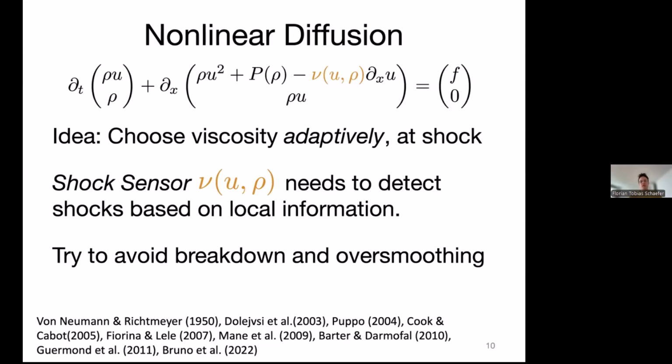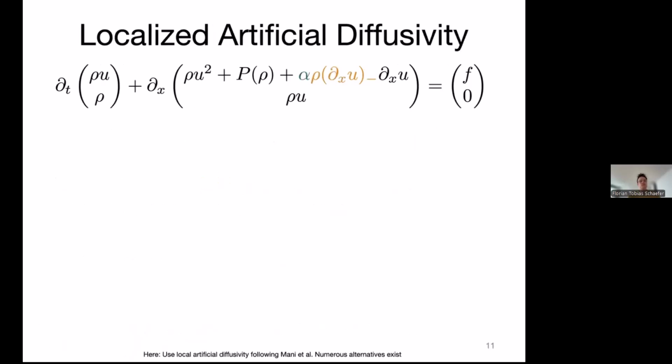And of course, the name of the game is now that we're trying to avoid either our solution breaking down from too little viscosity, or us over-smoothing our solutions by adding too much. And there's a gazillion different proposals for different parametric forms of this adaptive viscosity in order to try to strike this balance as well as possible. And so here I'm showing you one such example, where the viscosity is proportional to the spatial derivative of the velocity field, the negative part of it.